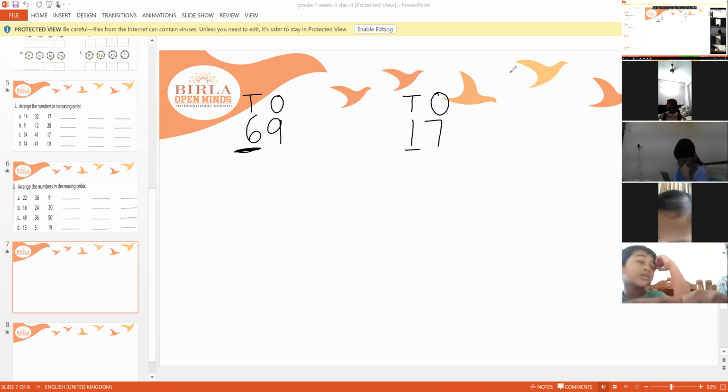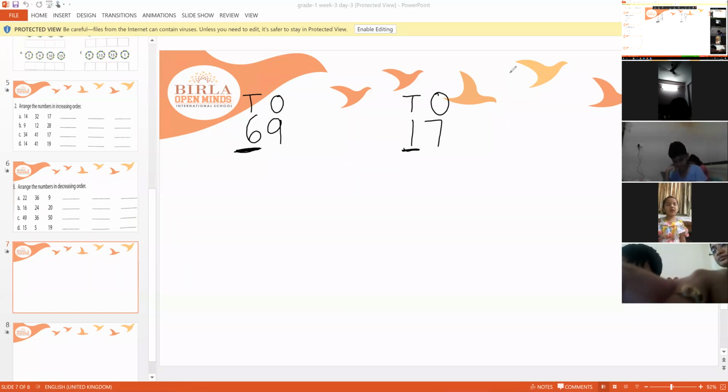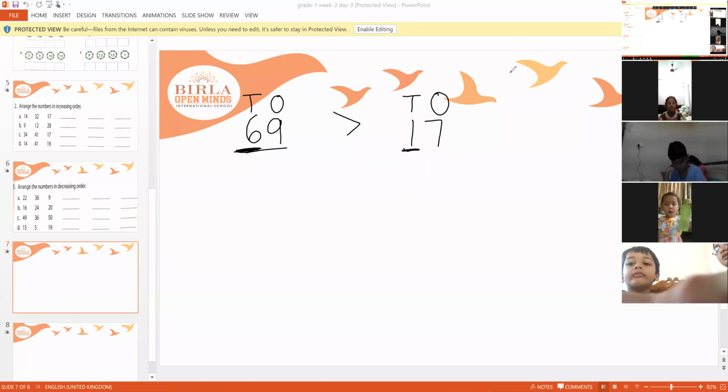So in 69, in tens place we have 6, and if we talk about the number 17, in tens place we have 1. So basically children, what we have to do is compare this 6 and 1. We all know that 6 is always greater than 1. So the number 69 is greater than 17.